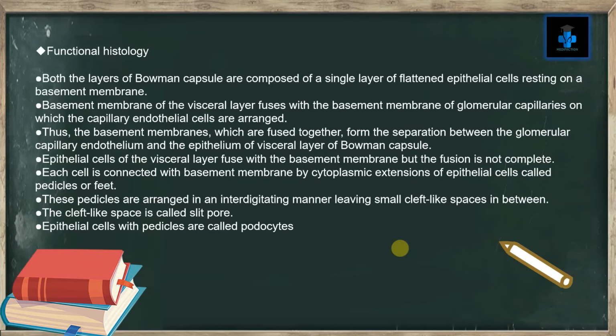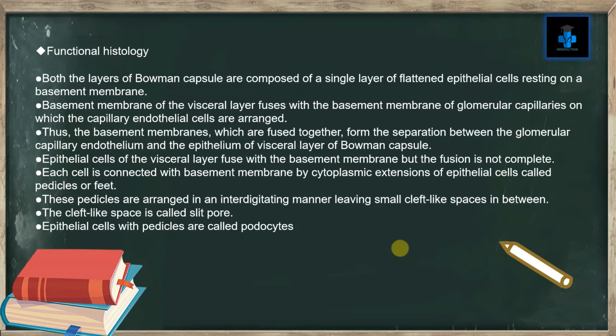Functional histology. Both the layers of Bowman capsule are composed of a single layer of flattened epithelial cells resting on a basement membrane. The basement membrane of the visceral layer fuses with the basement membrane of the glomerular capillaries on which the capillary endothelial cells are arranged. Thus, the basement membranes, which are fused together, form a separation between the glomerular capillary endothelium and the epithelium of the visceral layer of Bowman capsule.